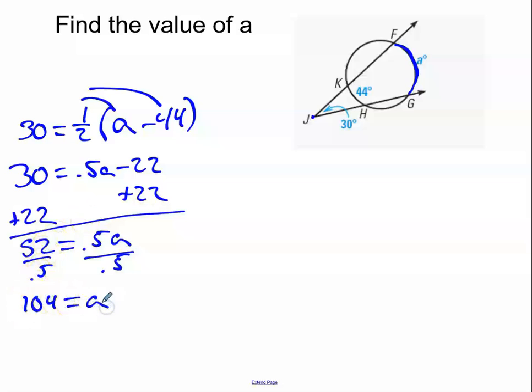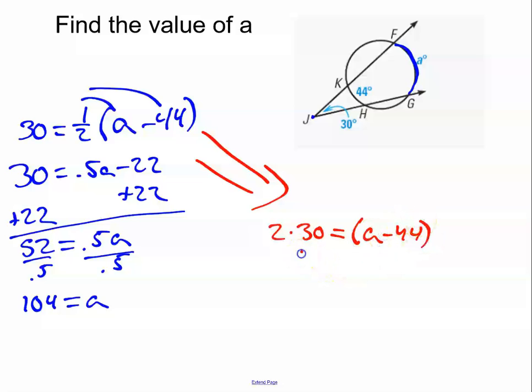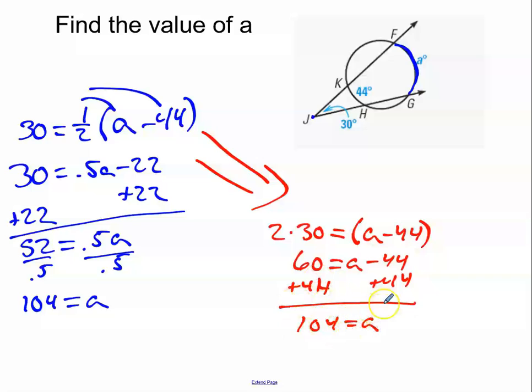104 equals A. Other option, again, just like we've been doing, instead of timesing the right side by 1/2, you could double the left side, times the other side by 2. That's going to give you 60 equals A minus 44. Add 44, and as you see, just like we've been saying, you still get the same answer.